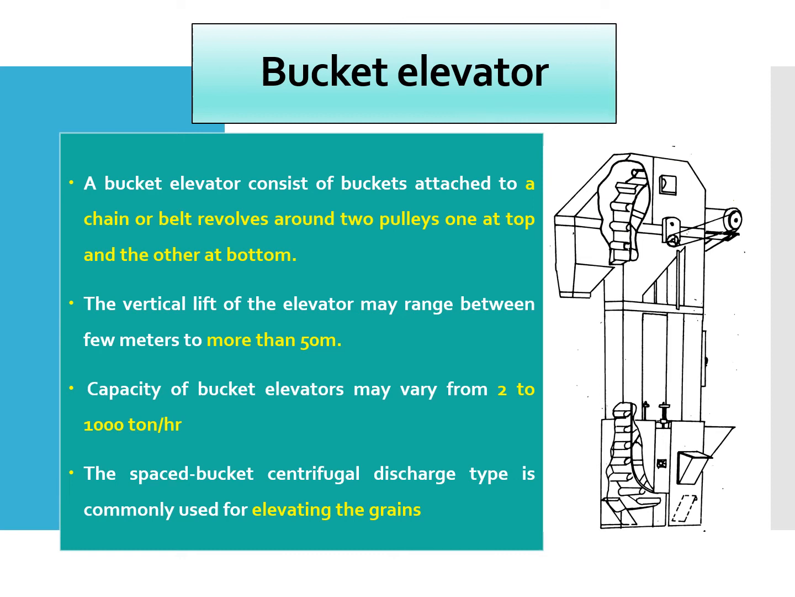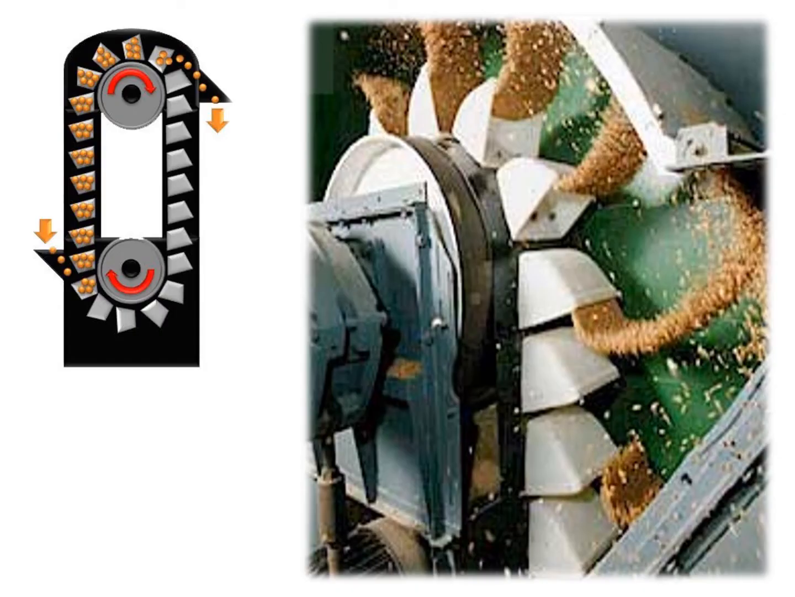These numerical values, 50 meters and 2 to 1000 tons per hour, are very important to remember because these values are most of the time asked in the exam. The spaced bucket centrifugal discharge type is commonly used for elevating the grains. This is the practical image of a bucket elevator.